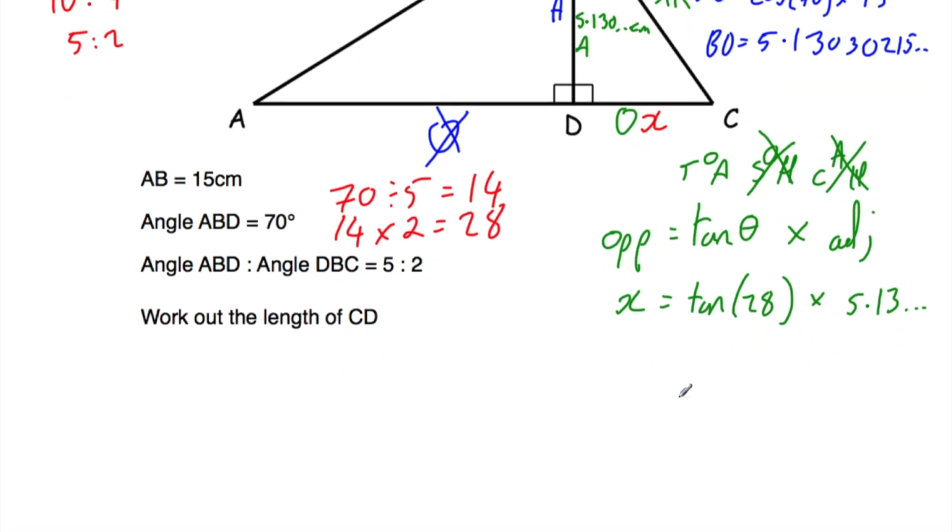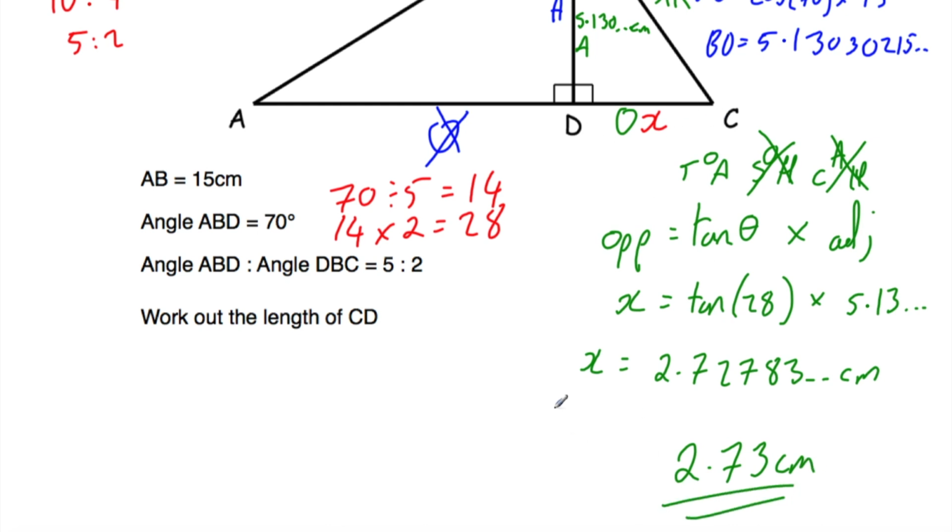Just going to scroll down a little bit. So X is equal to, and I'm going to press the tan of 28, close brackets, multiplied by answer. And whenever I do that, I get that's equal to 2.72783 and so on centimeters. And since we're done, we can round that. Let's round to two decimal places. That'll be 2.73 centimeters. So the length of CD is 2.73 centimeters, and that's it.